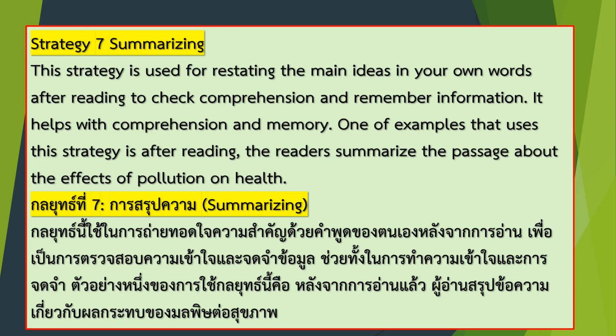Strategy 7. Summarizing. This strategy is used for restating the main ideas in your own words after reading, to check comprehension and remember information. It helps with comprehension and memory. One of examples that uses this strategy is, after reading, the readers summarize the passage about the effects of pollution on health.